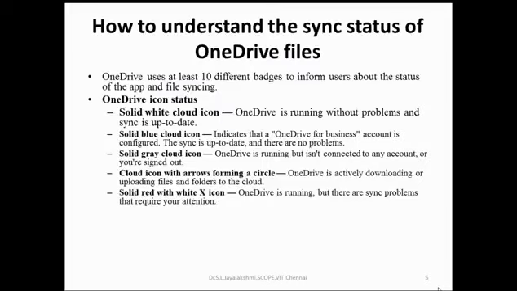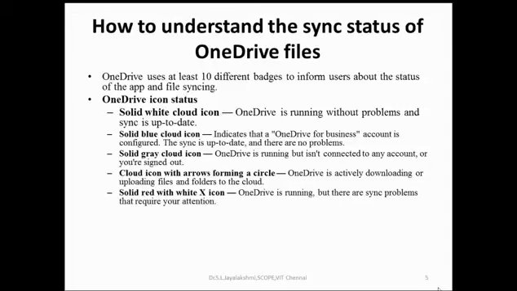While enabling the synchronization, we have to see the different categories of status. First one is with respect to the OneDrive icon. The second one is with respect to file and folder status. With respect to the OneDrive icon, if it is solid white, then OneDrive is running without problem and synchronization is up to date.